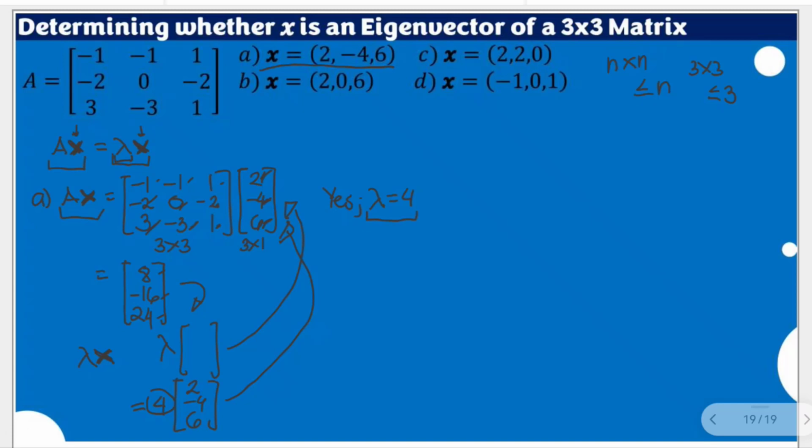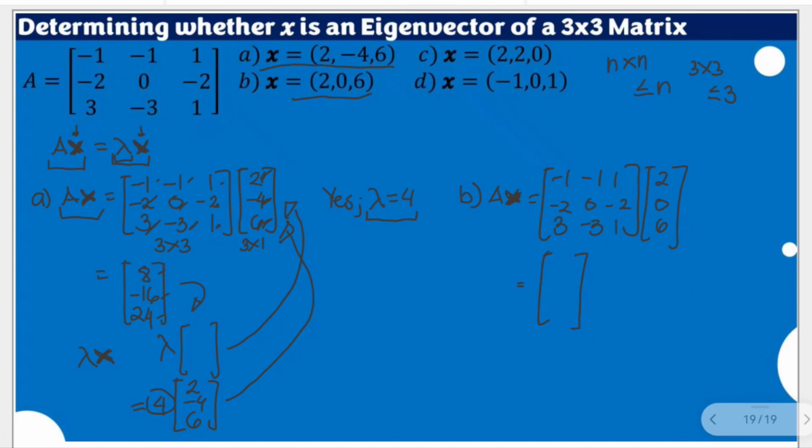So we have specified the first one. Let's proceed to letter B. So A times vector x as well. You have A, [-1, -1, 1; -2, 0, -2; 3, -3, 1], to be multiplied with the next vector, [2, 0, 6]. Same thing, 3 by 3 and then 3 by 1, so we are expecting a result which is also a 3 by 1 matrix.